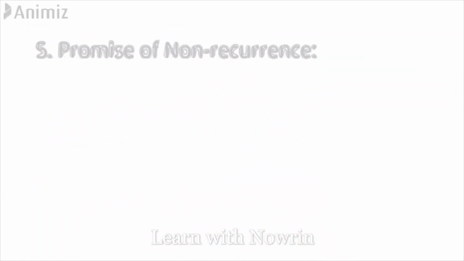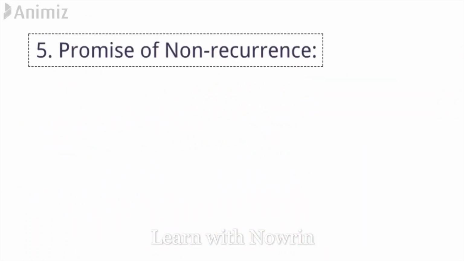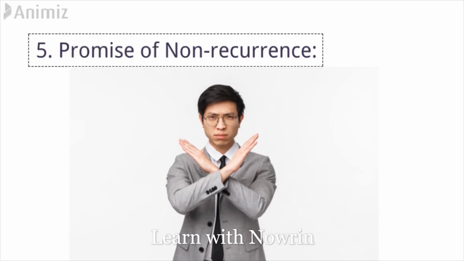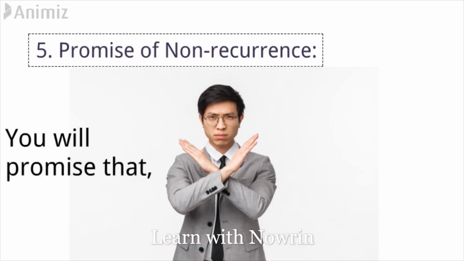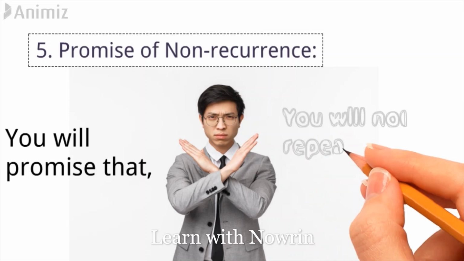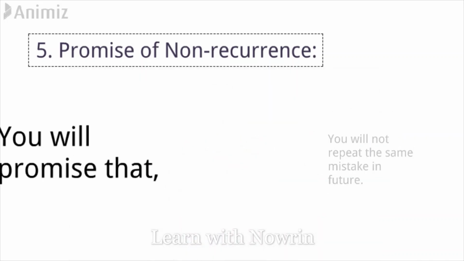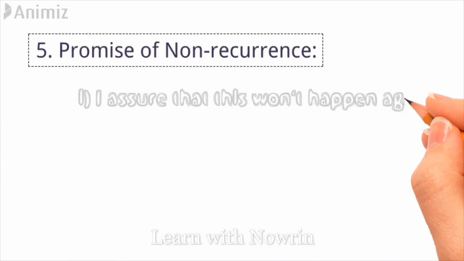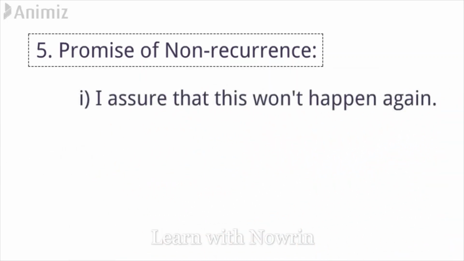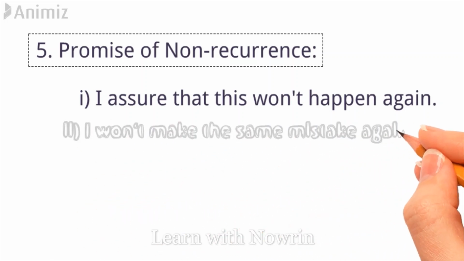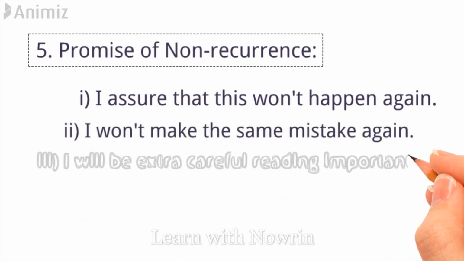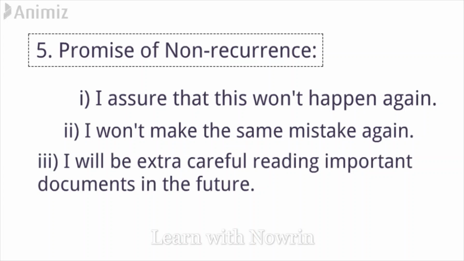5th one is promise of non-recurrence. That means finally you will promise that the things that have happened as a mistake will not repeat again in the future. You can use phrases like, I assure you that this won't happen again in future, or I won't make the same mistake again, or I'll be extra careful reading important documents in the future.